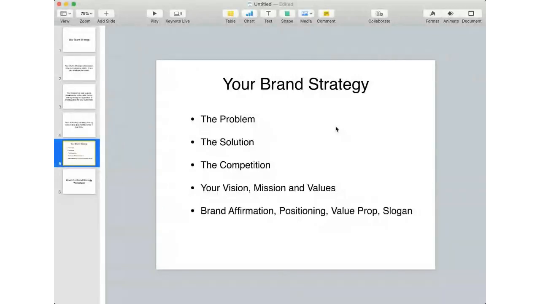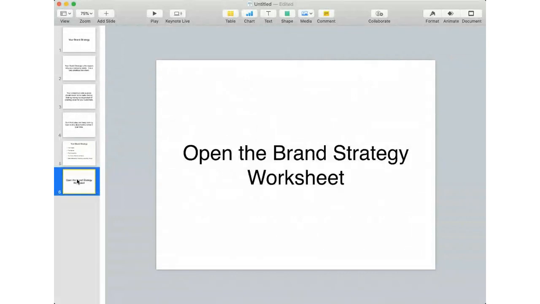And then we also talk about the brand affirmation. And a brand affirmation is, what do I tell myself? How do I talk to myself about that? Discovered a really interesting thing, that the language that you use to refer to yourself or the things that you do makes a huge difference. And that really helps you from a positioning standpoint. And then a value prop and a slogan. Okay, so we'll look at those today in the worksheet that we have, and we're going to focus our attention now on that brand strategy worksheet.